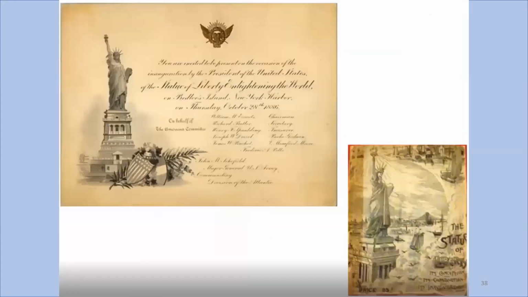Well, after the parade, dignitaries were invited to Bedloe's Island, and about 2,000 people were invited to the island. And you can see the very fancy engraved invitation on the left, which was actually designed by Tiffany Studios. And on the right is one of the programs that was sold at that time for 25 cents apiece.